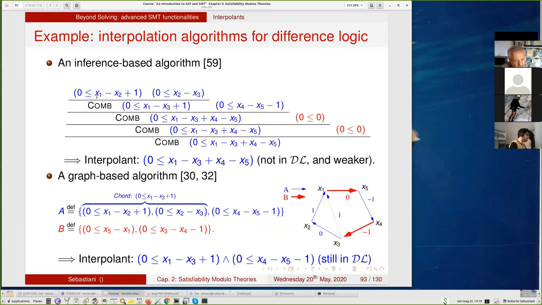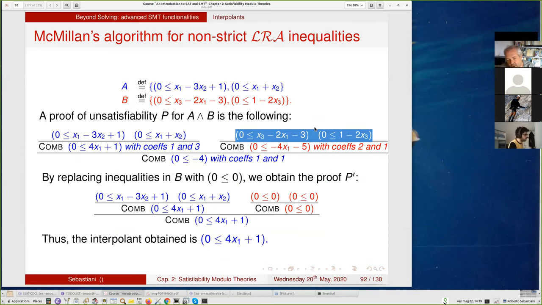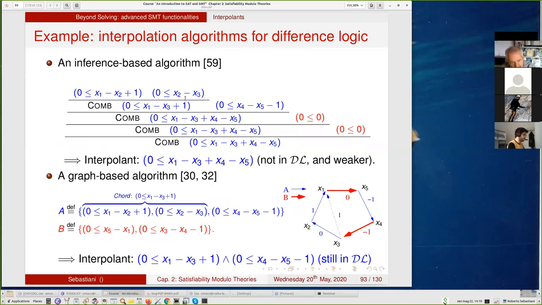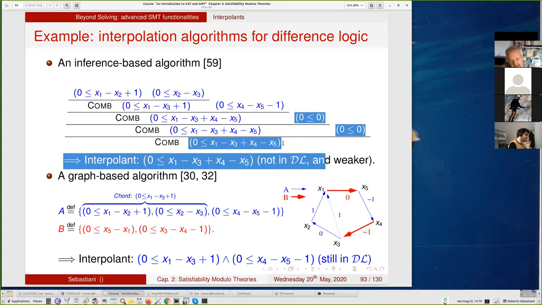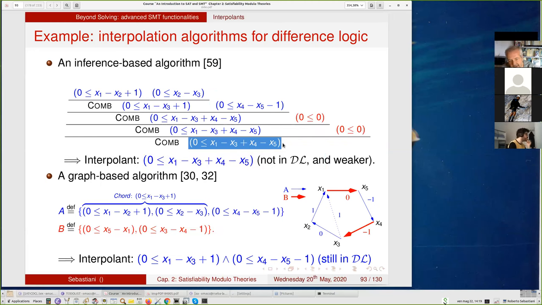Okay. So you can build a resolution proof of falsity by applying the very same technique we have seen so far. Of course, this time we always use coefficient one because every variable occurs only with coefficient one. We have a similar resolution proof, but now we can substitute those two guys here as true. And then we apply the combination. At the end, we had this, which is an interpolant. Okay.